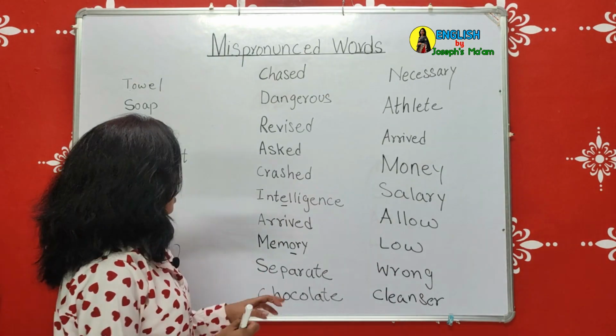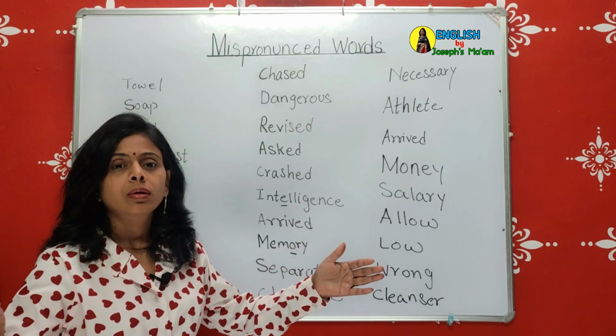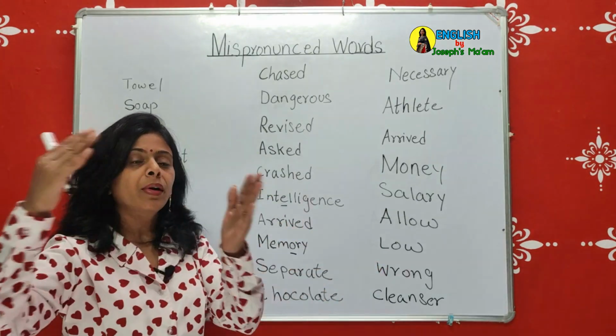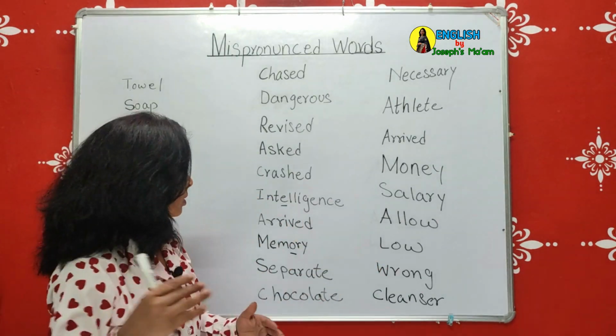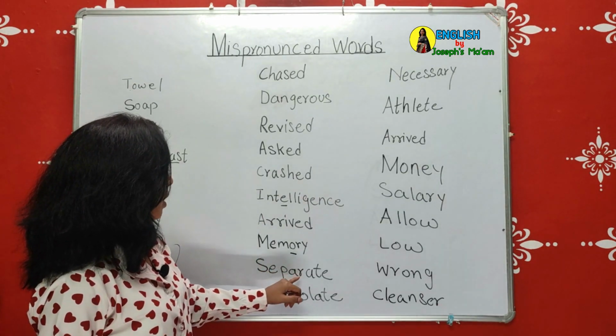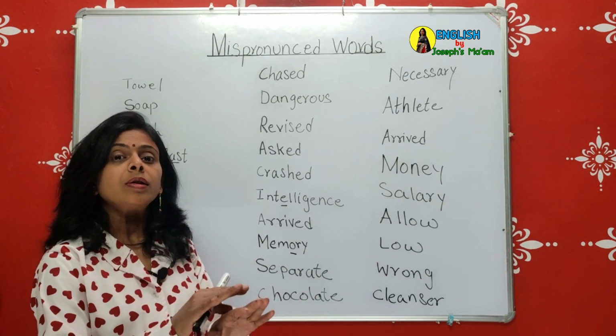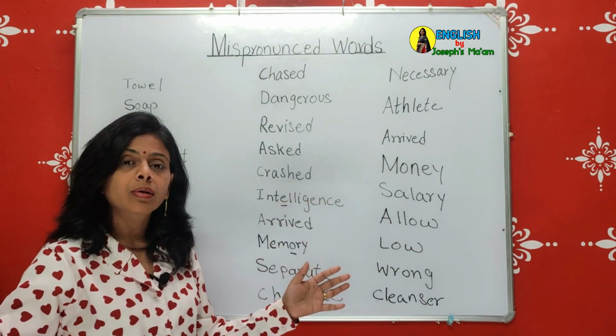Then here is separate. Separate means alag hona. The bogie got separated from the train, from the engine. So here you will say S-E-P-A-R-A-T-E. Separate. It's not separate. Separate.